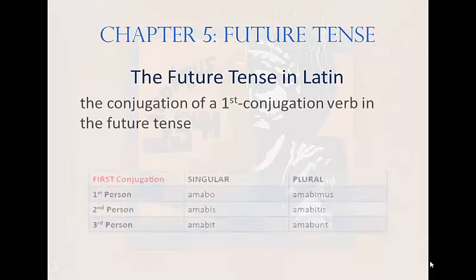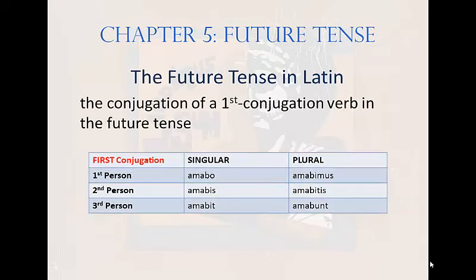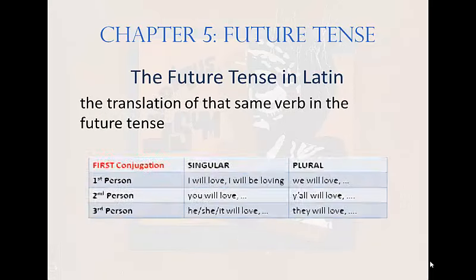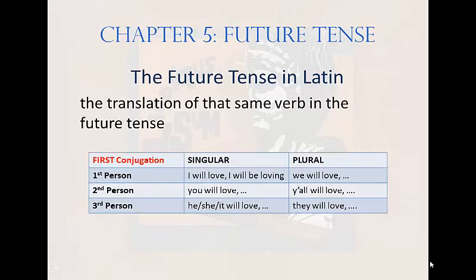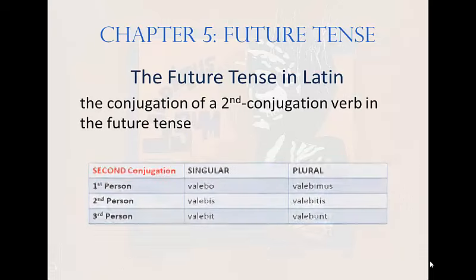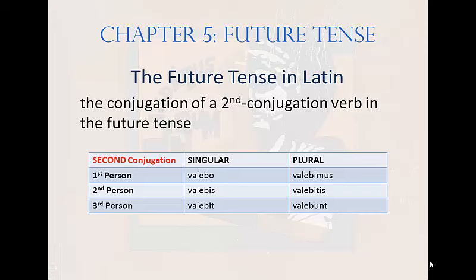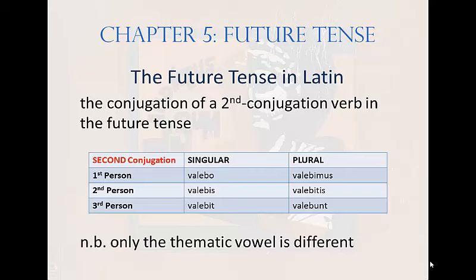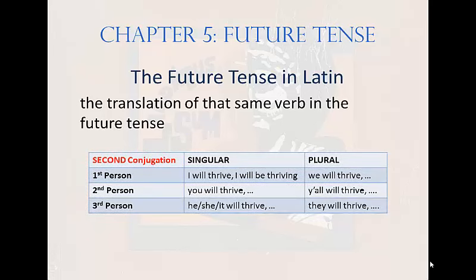And here is a conjugation of a first conjugation verb in the future tense: amabo, amabis, amabit, amabimus, amabitis, amabunt. And here's the translation of that same verb in the future tense: I will love, I will be loving, and so on. Here is a conjugation of a second conjugation verb in the future tense: valebo, valebis, valebit, valebimus, valebitis, valebunt. Note that only the thematic vowel is different between first and second conjugation. And here is the translation of that same verb in the future tense: I will thrive, I will be thriving, and so on.